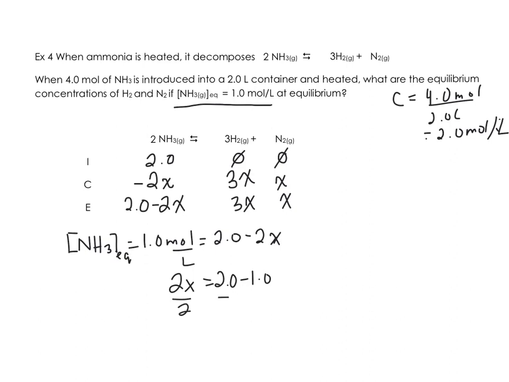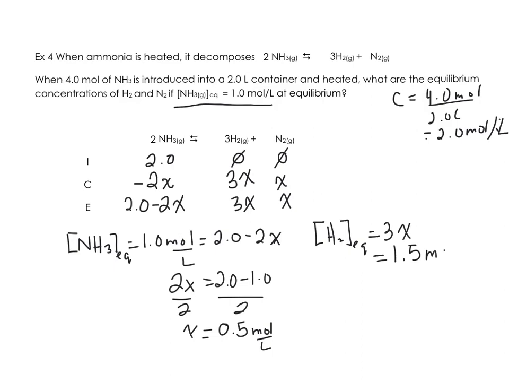Divide both sides by 2, and you solve for x. So x is equal to 0.5 moles per liter. So now we know what x is. We can solve for the equilibrium concentration of hydrogen by substituting it in. So H2 at equilibrium is equal to 3 times x. X is 0.5. So hydrogen is 1.5, 3 times 0.5 moles per liter.